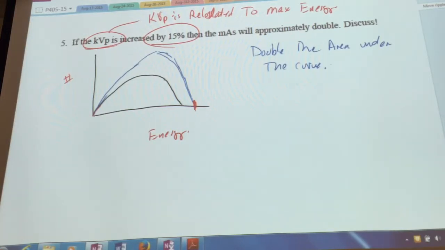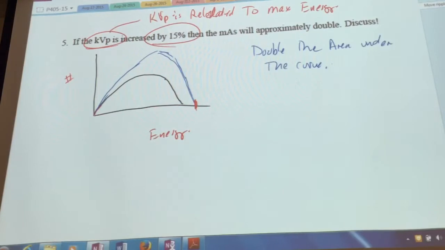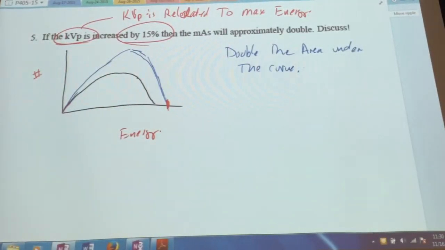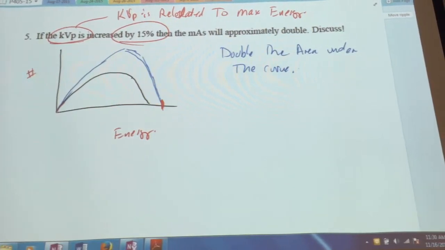What about something associated with that KVP tube current graph? Well, what's that graph? KVP tube current. You don't have it in your mind? The one that had to do with saturation? Yeah, what about it? That'd be a higher saturation.